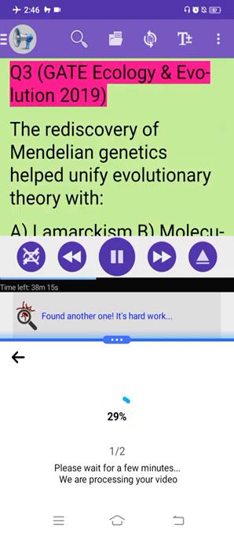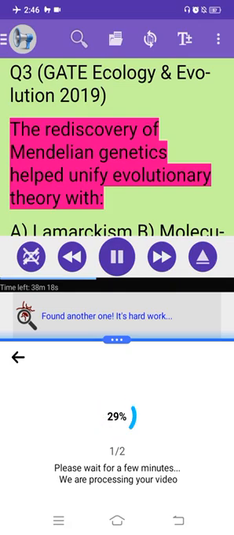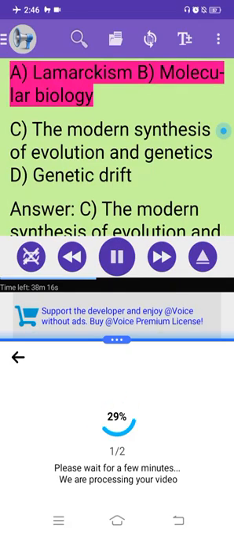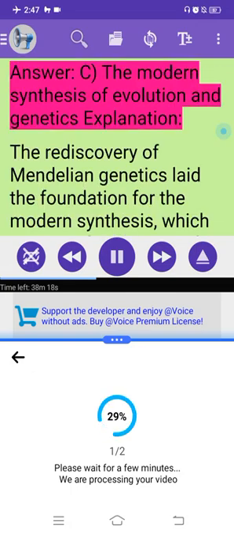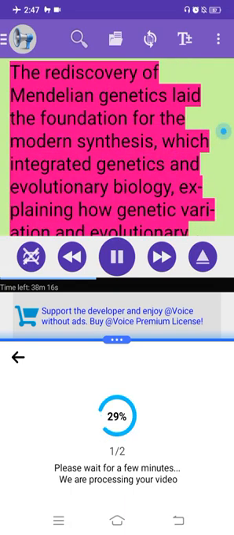Q3, GATE Ecology and Evolution 2019. The rediscovery of Mendelian genetics helped unify evolutionary theory with: A. Lamarckism. B. Molecular biology. C. The modern synthesis of evolution and genetics. D. Genetic drift. Answer: C. The modern synthesis of evolution and genetics. Explanation: The rediscovery of Mendelian genetics laid the foundation for the modern synthesis, which integrated genetics and evolutionary biology, explaining how genetic variation and evolutionary processes interact.